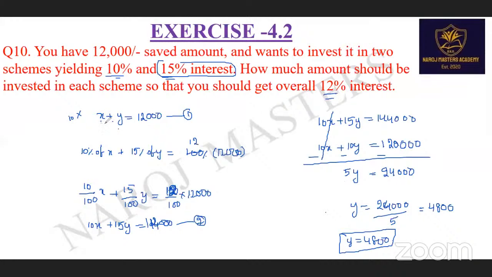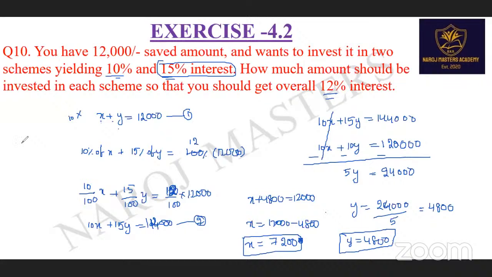What about the amount invested in the 10% scheme? So that is 12,000 minus 4,800. x plus 4,800 is equal to 12,000. X is equal to 12,000 minus 4,800. That is equal to how much? 7,200. So in this way you have to solve.